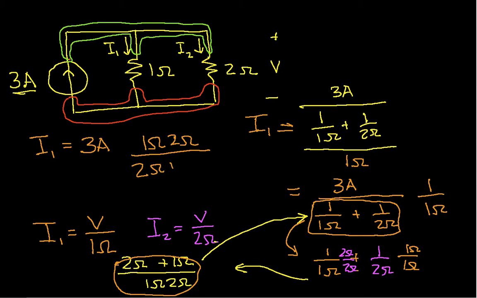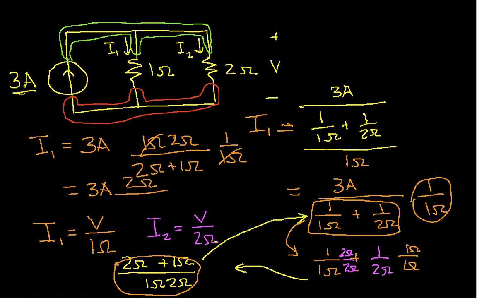2 ohms plus 1 ohm, and then I still have this guy over here, which is the 1 over 1 ohm, which then simplifies. These two guys cancel, and I'm left with 3 amps times 2 ohms over 2 ohms plus 1 ohm. Okay, that was a mess.